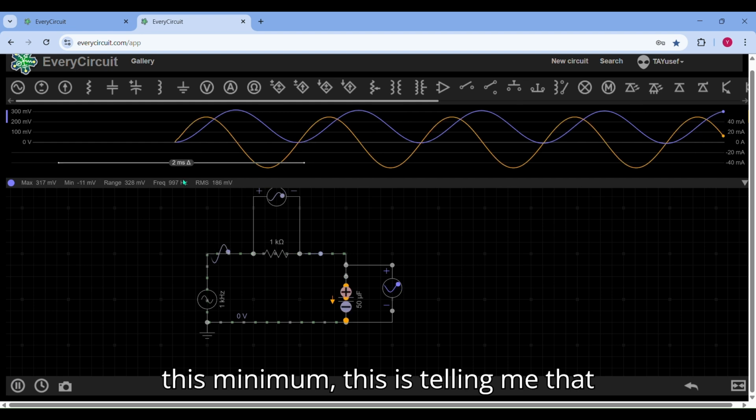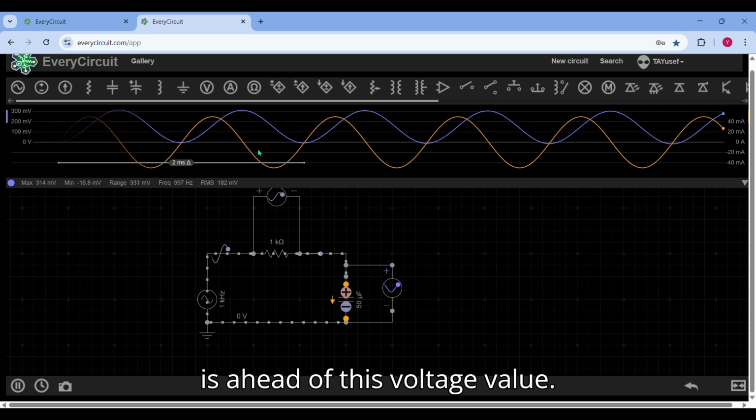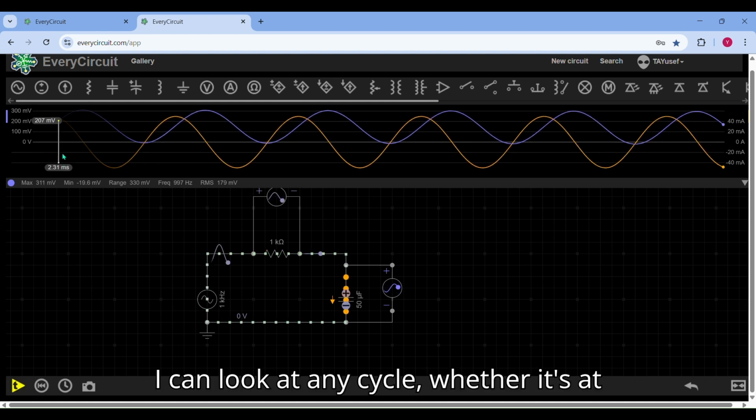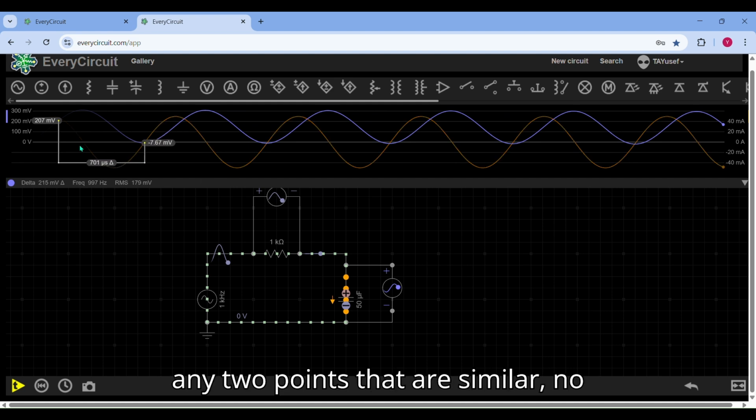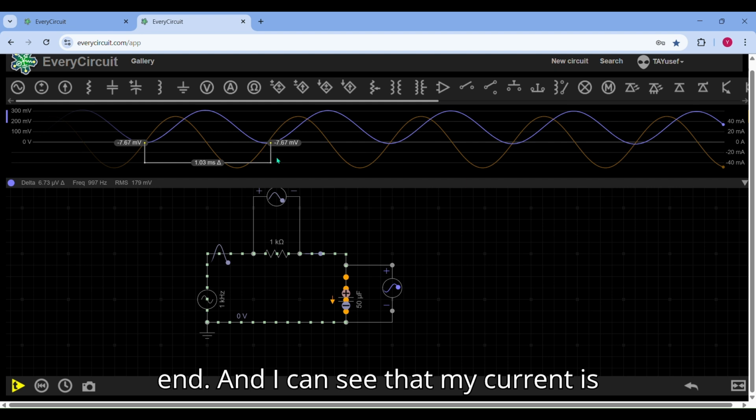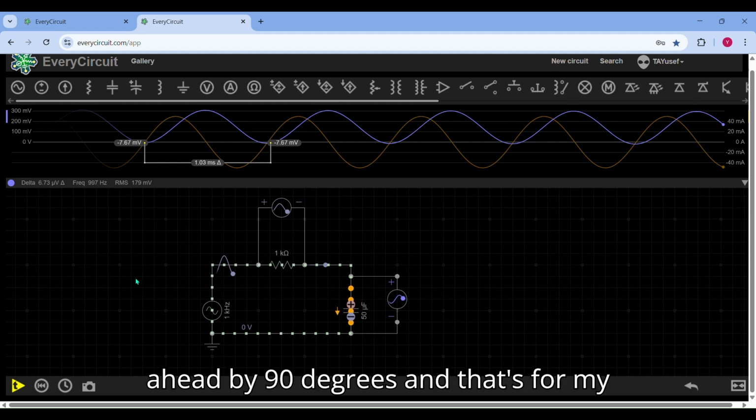This is telling me that for my entire circuit, this current is ahead of this voltage value. I can look at any cycle, at any 2 points that are similar, no matter where they start and where they end, and I can see that my current is ahead of my voltage, and it's going to be ahead by 90 degrees, and that's for my capacitor.